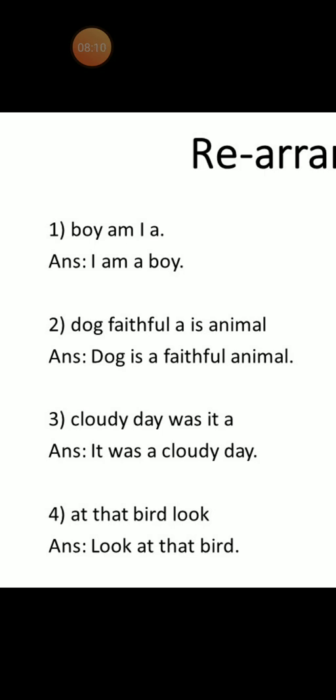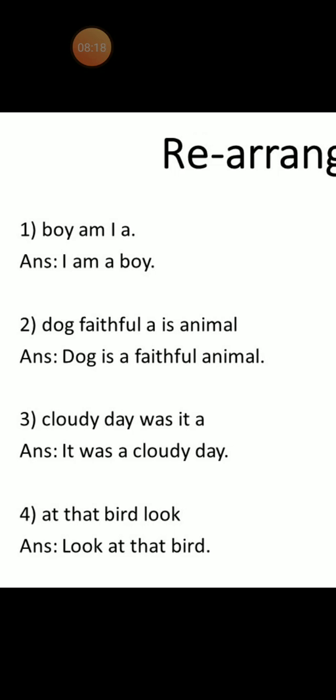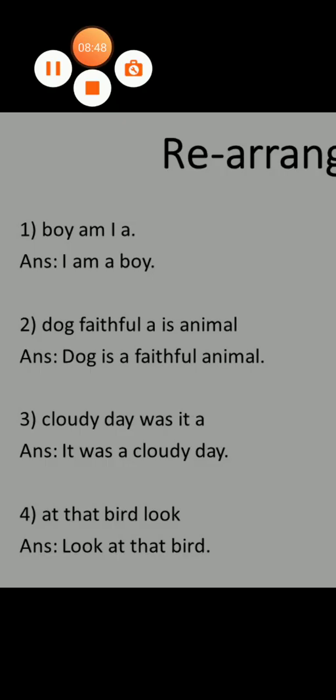And the last one is, at, that, bird, look. So, look at that bird. Here also, Look starts with a capital letter and bird ends with a full stop. And so, this makes a perfect sentence with a capital letter in the front and a full stop at the back. So, a sentence is a group of words which are arranged in such a way that it makes a complete proper sense. Did you understand, students? I hope you understood this chapter very nicely. Thank you.